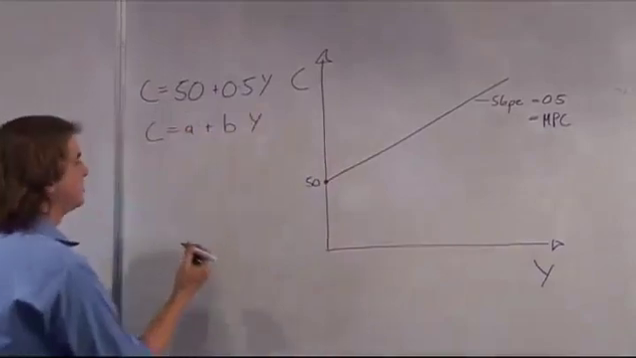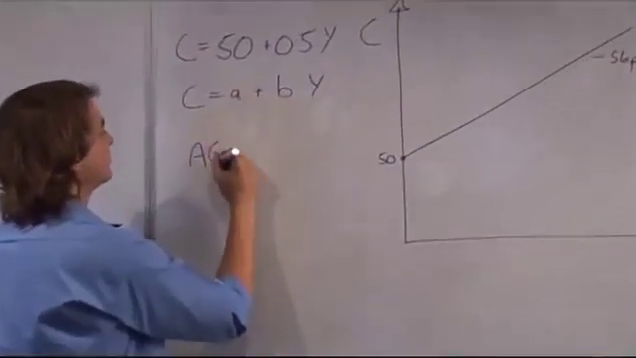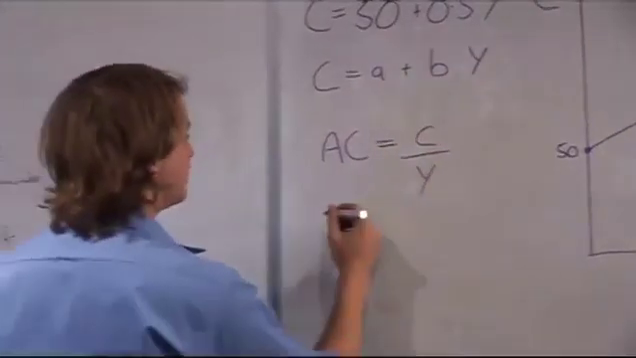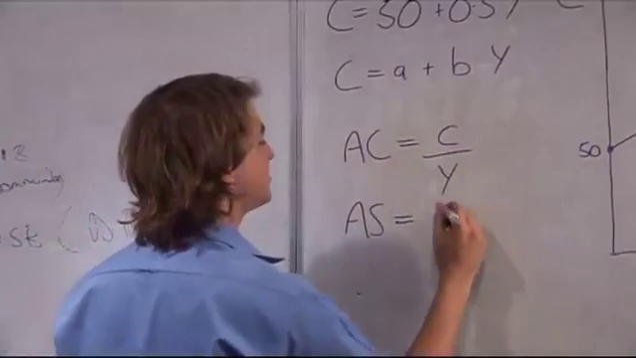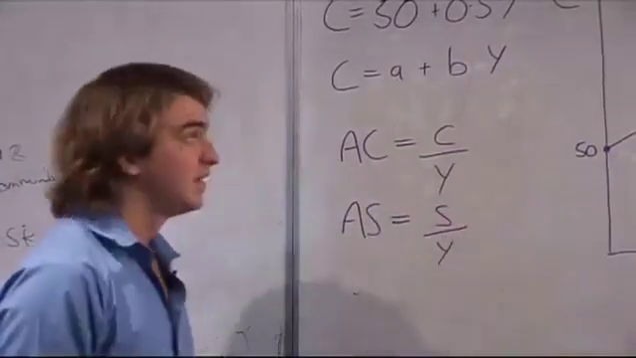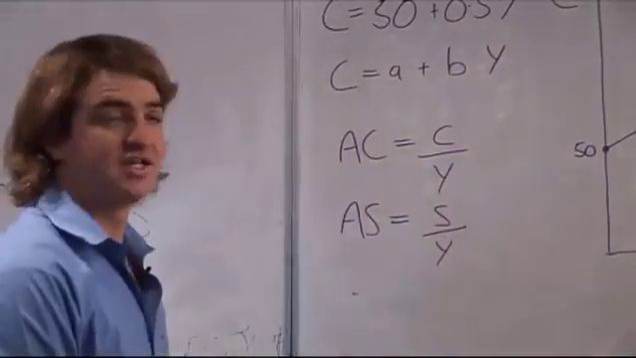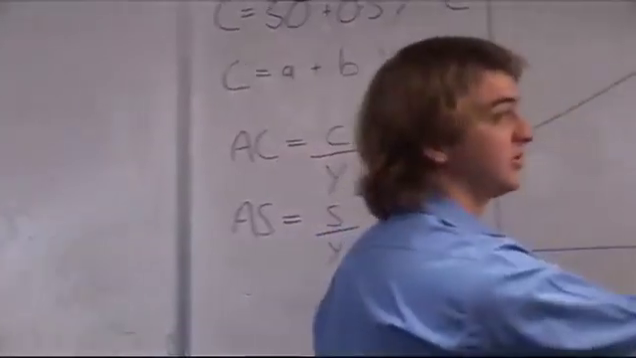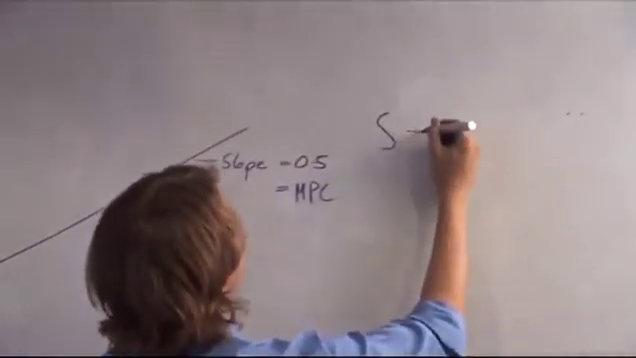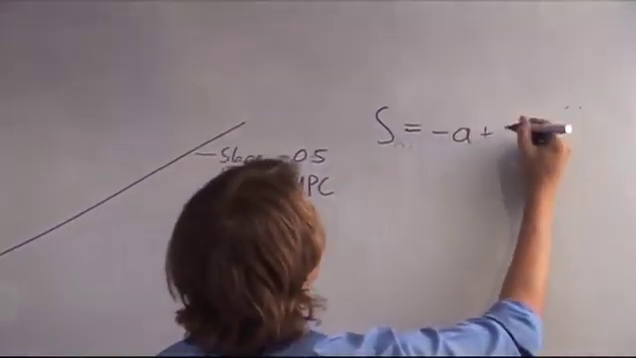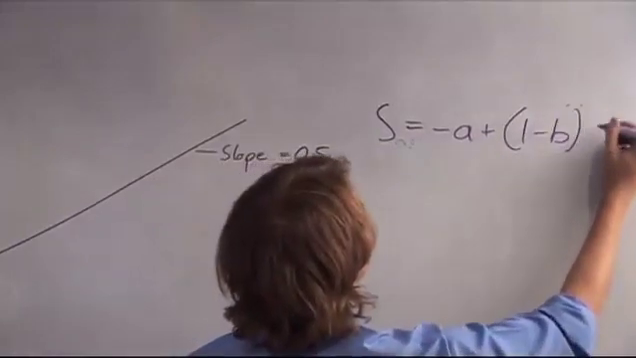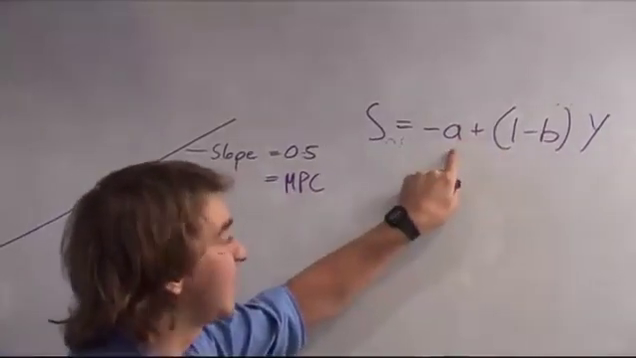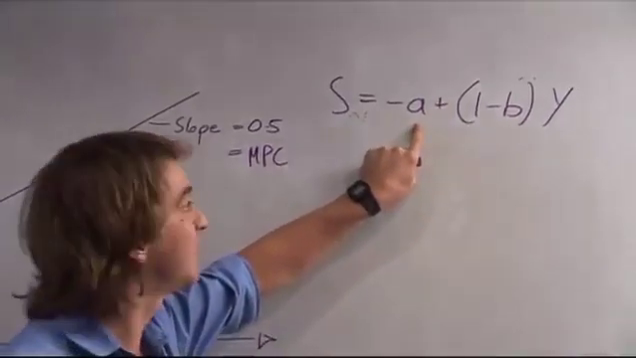There are some terms you do need to know. The average consumption is equal to consumption over Y. And in the same way, average saving is equal to savings over Y. Now we can also make a savings function. C is equal to A plus BY is our consumption function. If you move across, we're going to find our savings function. S is equal to minus A plus (1 minus B)Y. So you can notice that minus A, that's how much you dis-save when income is 0.